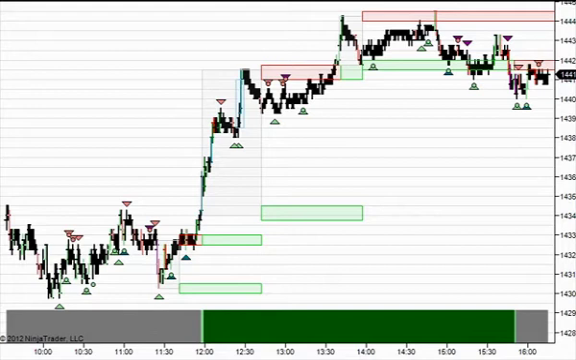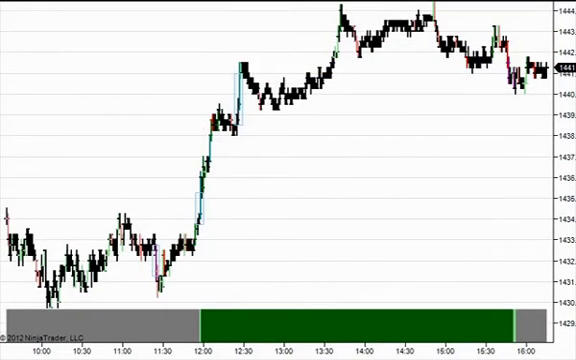So what I thought I would do is take off most of the components of the software and just focus in on the aggression bars and the high velocity moves today, and talk about a few trade entry ideas. So let me do that now. Okay, so I've removed the support resistance zones, I've removed the deceleration, I've just left on the aggression bars, high velocity moves. And what we saw early on, the first couple hours, 2.5 hours of trading, is we had nothing.